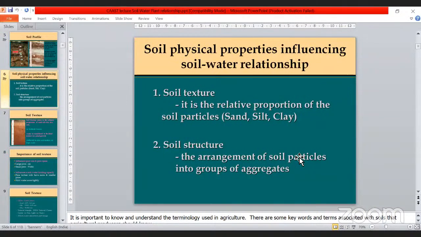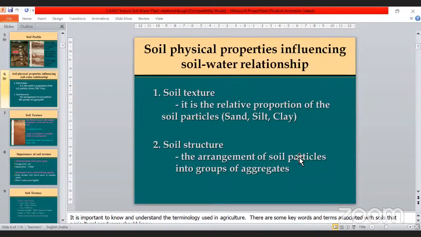We have already seen the different physical properties of the soil, which influence the soil water relationship, because the texture or the structure of the soil decides the quality of that particular soil. So based on the textural classes, structural classes, or the combination of both, you can decide which type of soil you have in your plot.